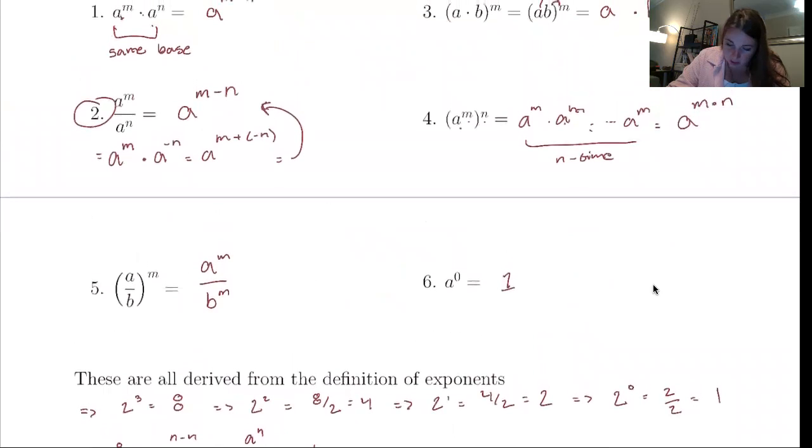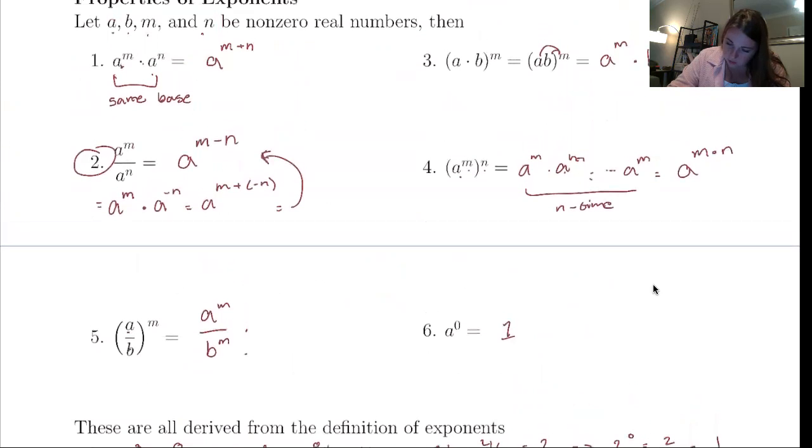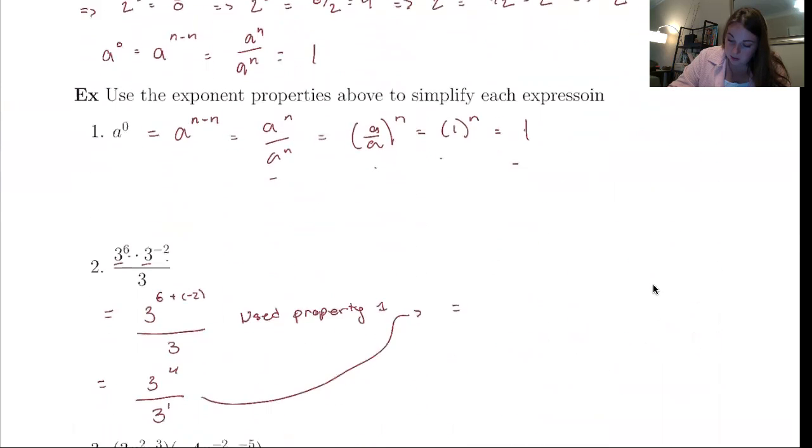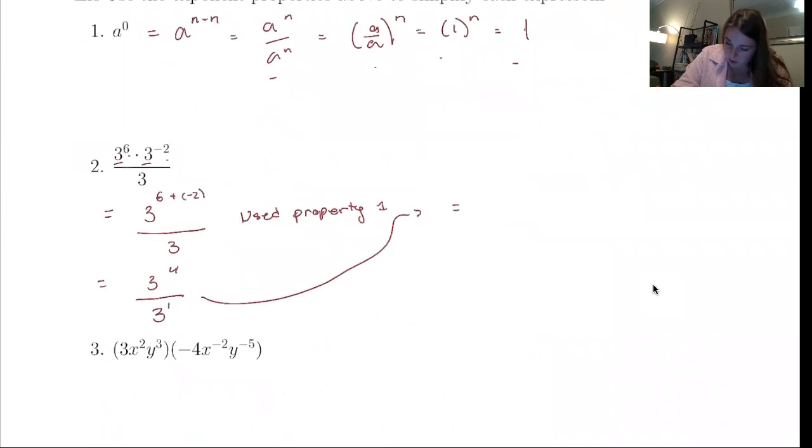I have a divide sign, and can I use this one? No, my bases are the same. That's not useful. I'm going to use property 2, where I have the same bases but different exponents. So this is going to be 3 to the 4th over 3 to the 1. So that's going to be 3 to the 4 minus 1. I used property 2. And that's going to simplify to 3 to the 3rd, and then that's something easy that I can calculate. I think it's 27. And we're good to go.